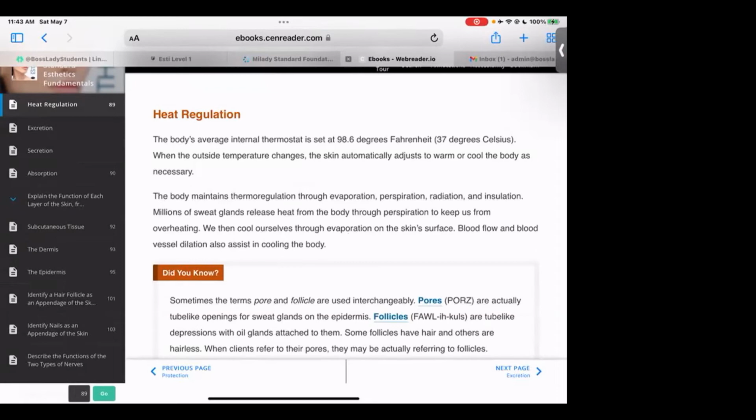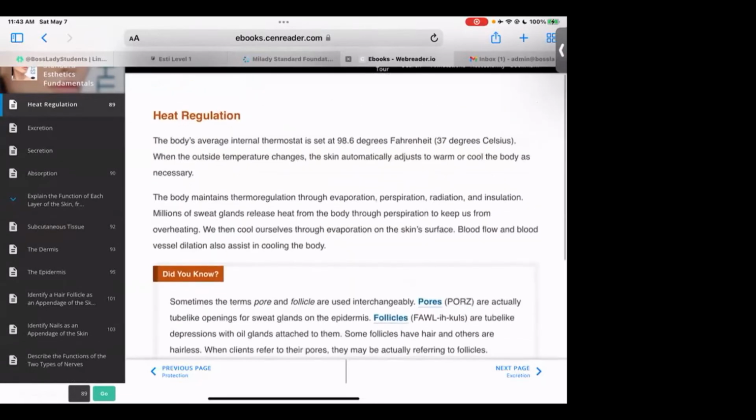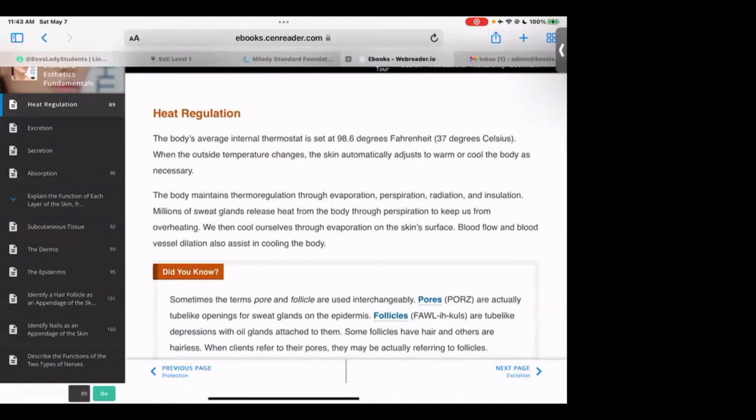The next of the 6 primary functions is going to be heat regulation. I'm not going to spend too much time on this. I did want to read through some of it, but I'm not going to spend too much time on heat regulation. Heat regulation, the body's average internal thermostat, is set to 98.6 degrees. When the outside temperature changes, the skin automatically adjusts to warm or cool the body as necessary. The body maintains this thermal regulation through evaporation, perspiration, radiation, and insulation.